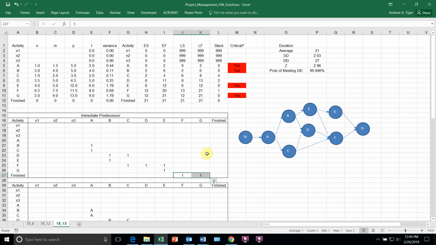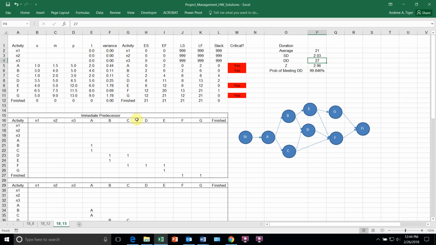Once you calculate it, the average finish time is 21 weeks, but we do have variability, so we have a standard deviation over the project of 2 weeks. So the likelihood of meeting a due date of 27, you can look at as a normal distribution problem. What's the area to the left of 27 on a normal distribution centered at 21 with a standard deviation of 2? I can use the NORM.DIST function, and it comes up to be really high. So quoting a due date of 27 is probably a good idea.